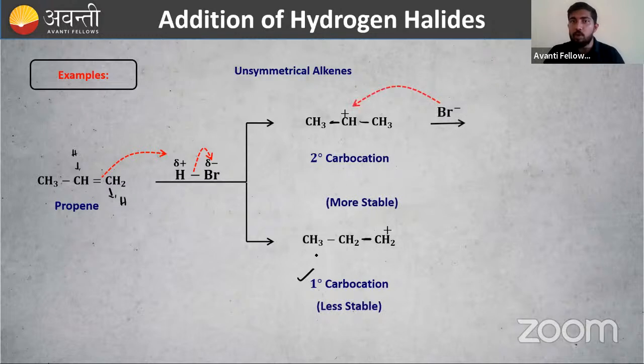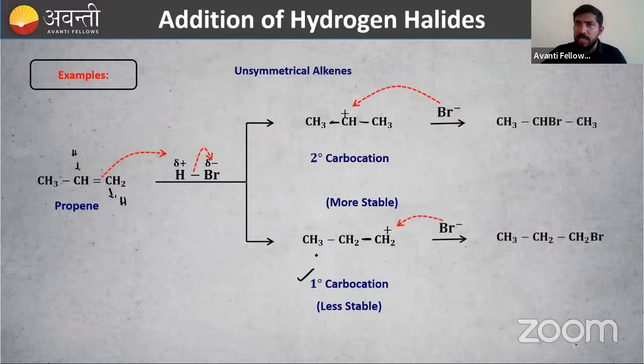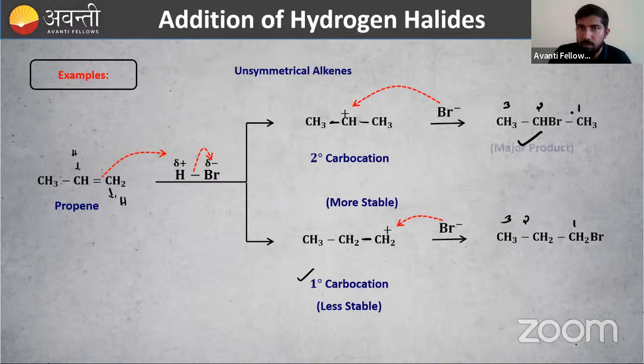Then we can write the product also. Next, Br minus is coming. It is getting attached to the carbon with positive charge. So I will get 2 products, right? Here it is 2-bromo, second position there is a bromine, 2-bromopropane. Here, 1, 2, 3, 1-bromopropane. So which is the major product? This is the major product. It is based on what? Based on the stability of the carbocation. We are deciding this one. So that is about unsymmetrical alkene. You have to check the stability of the intermediate formed. Whichever carbocation is more stable, that product will be the major product.